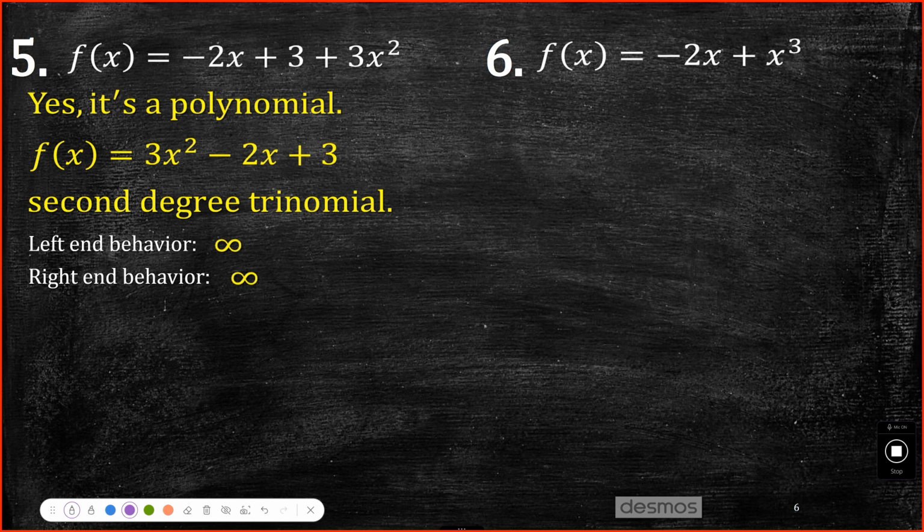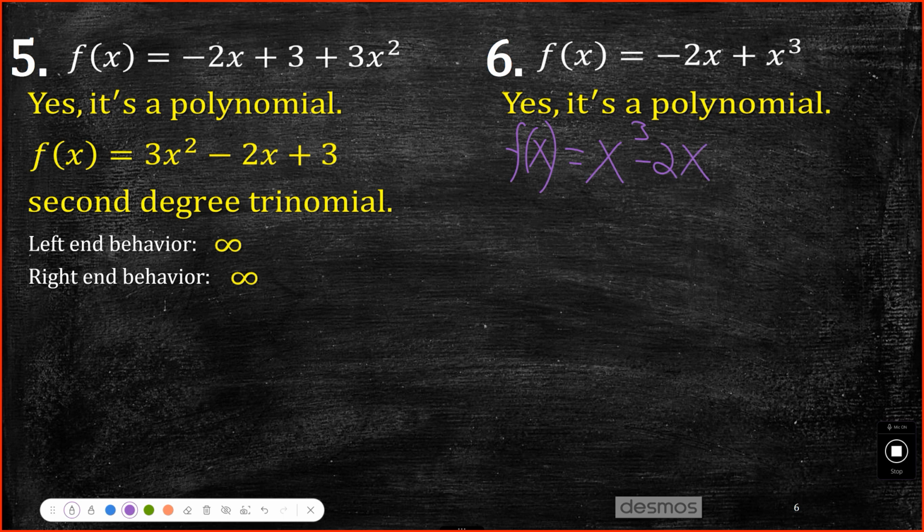Number 6. Is this a polynomial? Yes, it is a polynomial. Is it in standard form? It is not in standard form. So let's put it in standard form. What needs to go first? X cubed, and then what goes in the back? Minus 2x. Now we have it in standard form.